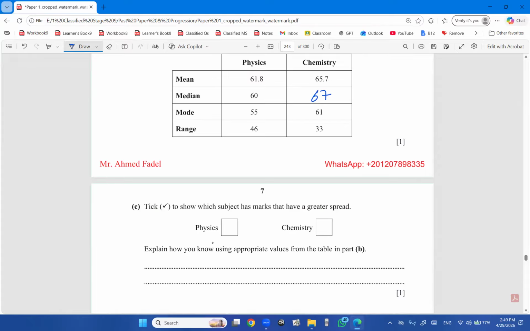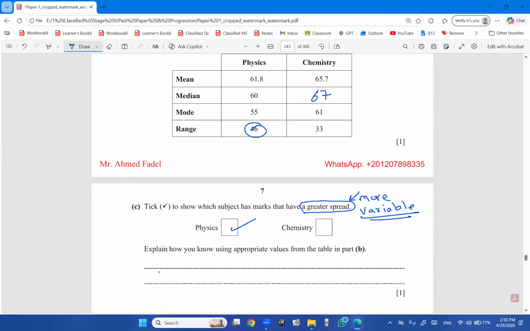Here they are requesting from you to compare. Explain, they say that you tick to show which subject has marks that have a greater spread. So they're requesting from you to compare both subjects through the spread. What is the meaning of a spread? Spread means it is more variable. We took this before, spread, greater spread, or greater variety. That means we are talking about the range. So the range, which subject has greater spread or a greater range or greater variation, it is definitely the physics.